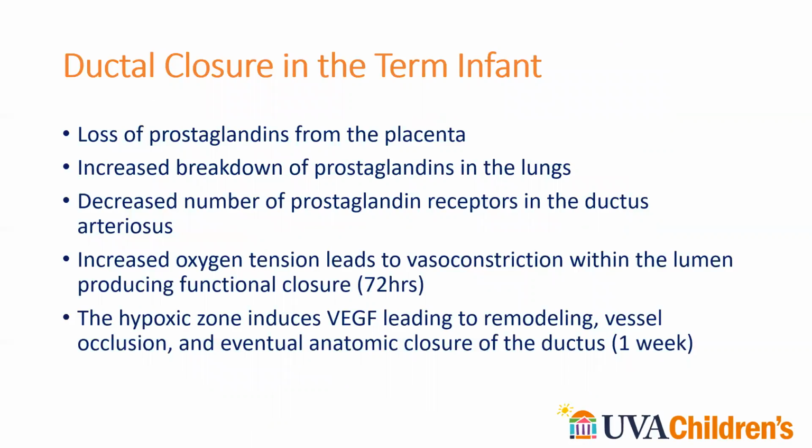In the term infant, so we're talking about kids born at term, the ductus generally closes over hours to days because of loss of the prostaglandins from the placenta, increased breakdown of prostaglandins in the lungs, and decreased number of prostaglandin receptors. With the increased oxygen tension, we see vasoconstriction within the ductus lumen, producing functional closure. This hypoxic zone induces vascular endothelial growth factor, leading to remodeling, vessel occlusion, and eventual anatomic closure of the ductus arteriosus. So functional closure usually occurs within 72 hours, and then anatomic closure usually occurs within 1 week.